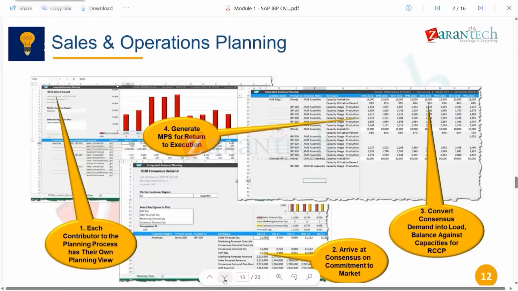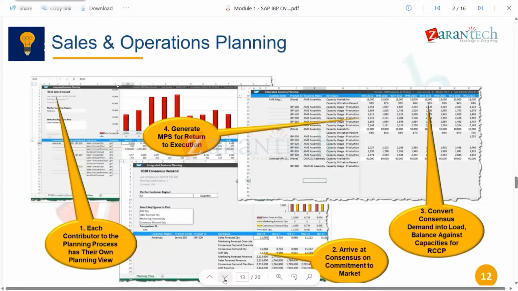Then the next step is, in the first step, basically the sales forecast is entered by the commercial team, and then it is reviewed by their respective managers, and finally they are given to supply chain. Although supply chain has all the time visibility of what's going on in the IBP forecasting tool.